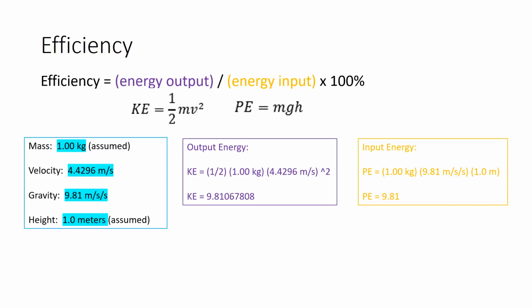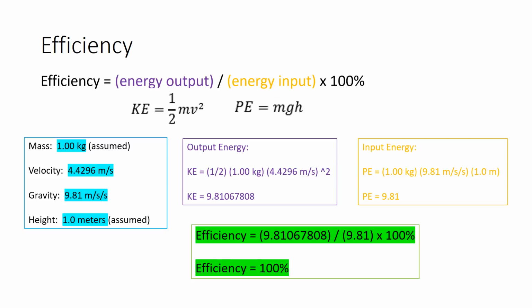And then we put those into the efficiency equation, and so 9.81067808 divided by 9.81 is very close to 1, and times that by 100%, so the efficiency of the lever I created is 100%.